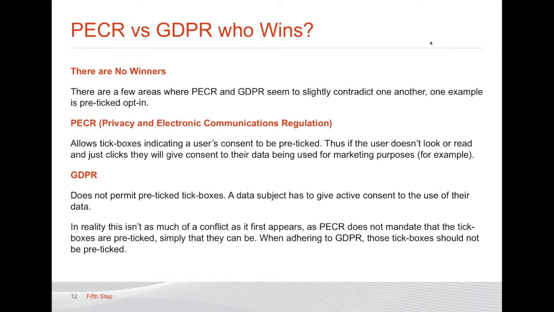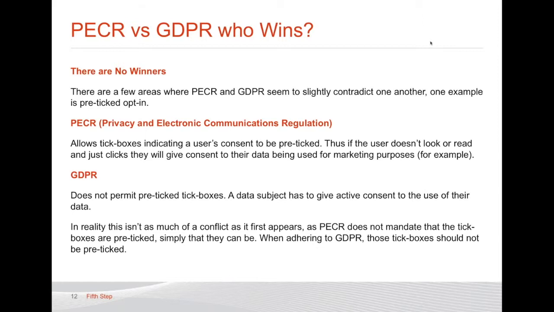Some of you will be familiar, undoubtedly, with the Privacy and Electronic Communications Regulation, PECR, and I've seen on a number of forums people talking about contradictions or perceived contradictions between PECR and the GDPR. I'll give one example here where the PECR allows tick boxes to be pre-ticked. So you can say, "Oh, I opt in to receive marketing." The PECR allows those tick boxes to be pre-ticked for the user, whereas the GDPR does not permit pre-ticked tick boxes for such things. So it has to be an active consent, as I said earlier on.